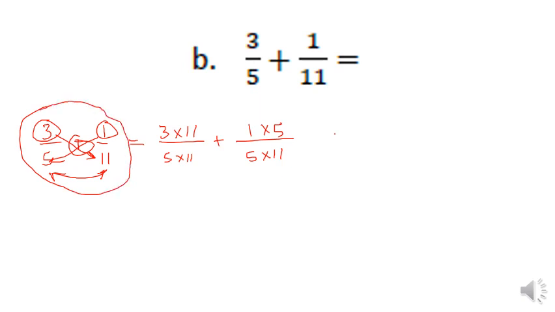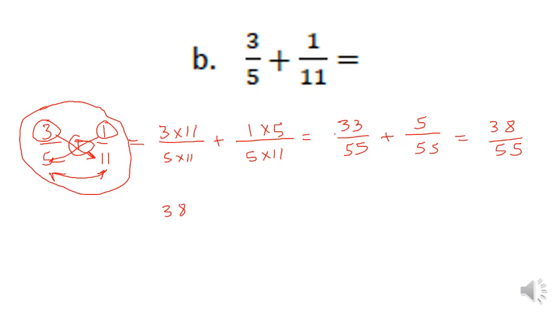Now when we simplify this, 3 times 11 gives us 33. 5 times 11 gives us 55. Plus 1 times 5 gives us 5. And 5 times 11 gives us 55. So we add these together, we end up with 38 55ths. Now let's see if we can reduce this.